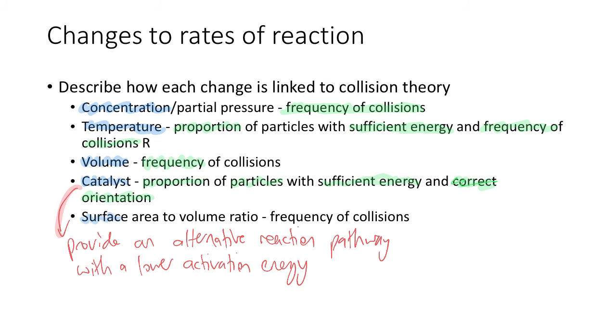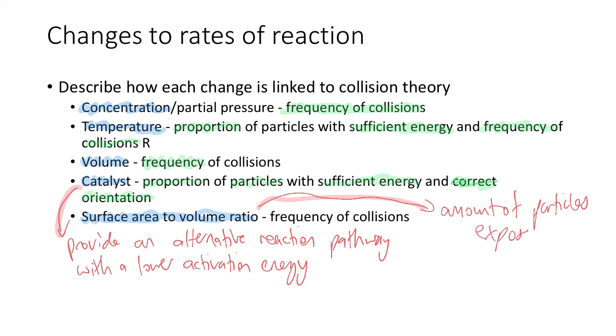And then finally, the surface area to volume ratio. That's how much is exposed to the surface. The surface area to volume ratio is about the amount of particles exposed to the other reactants, which leads to a change in the frequency of collisions. If there are more particles exposed, there are more frequent collisions, leading to more frequent successful collisions, leading to a higher reaction rate, and vice versa for a lower surface area to volume ratio.